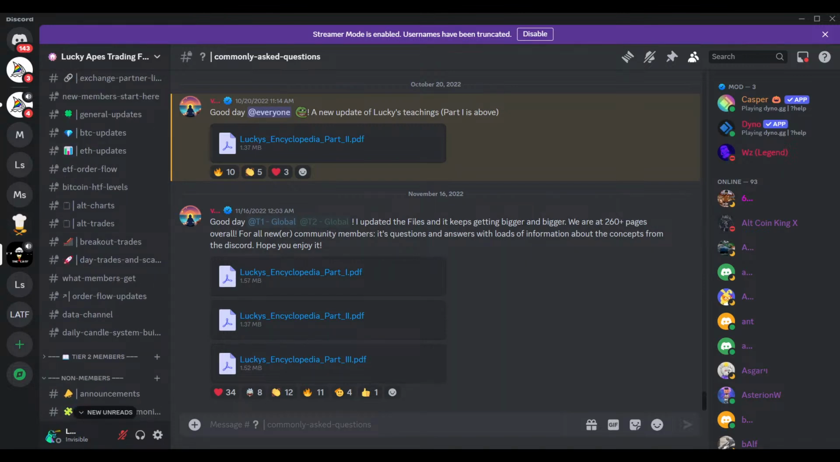So there's a lot of resources, but it is actually quite organized once you get used to the layout of the Discord. And Discord's actually quite good for this type of thing, but if you've never used it, it is a little overwhelming at first.